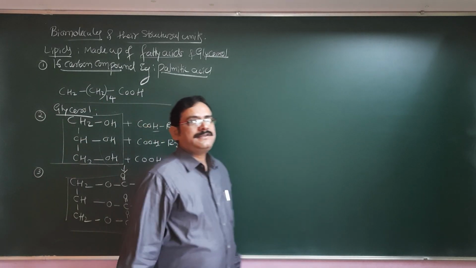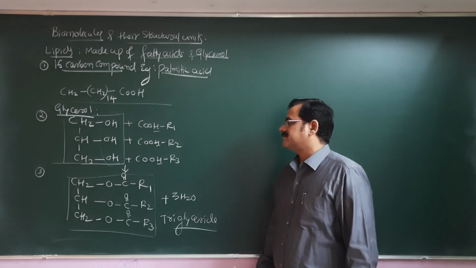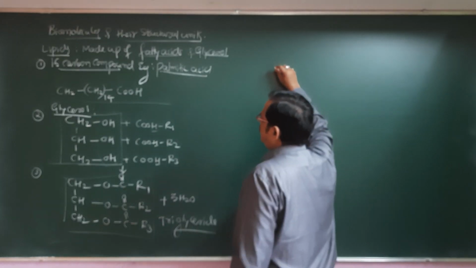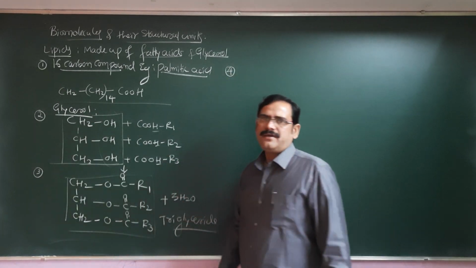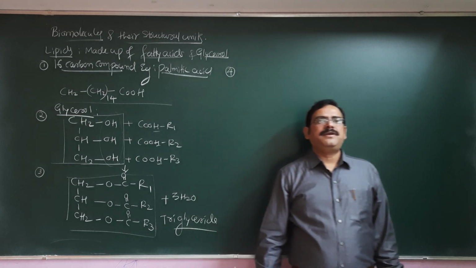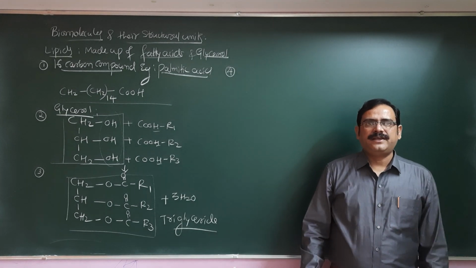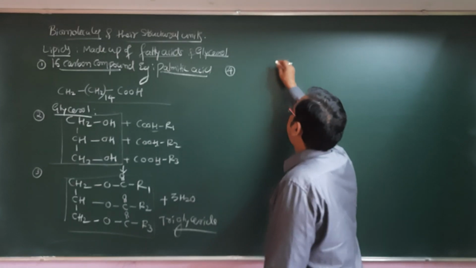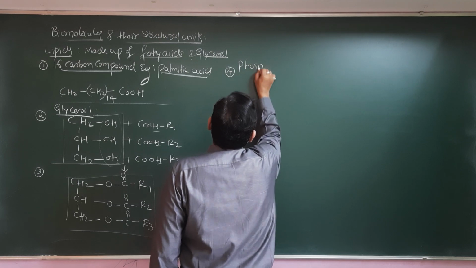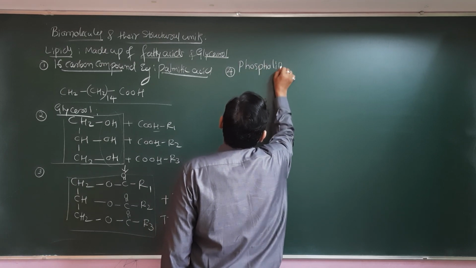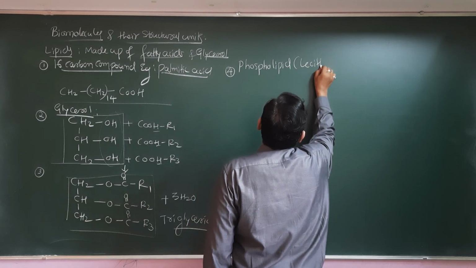Now we need to understand one more important example, number 4. Lipids can be complex. Lipids can be much more complex. They can be a combination of various groups. The best example is mainly phospholipid. Phospholipid is also called lecithin.